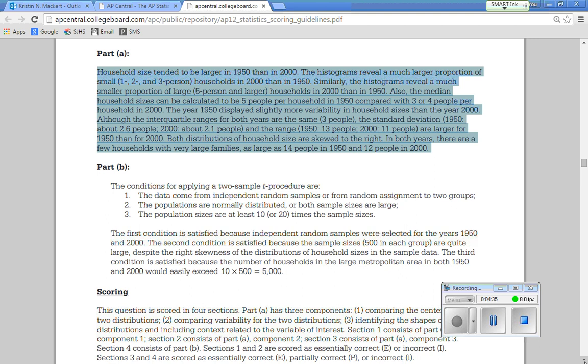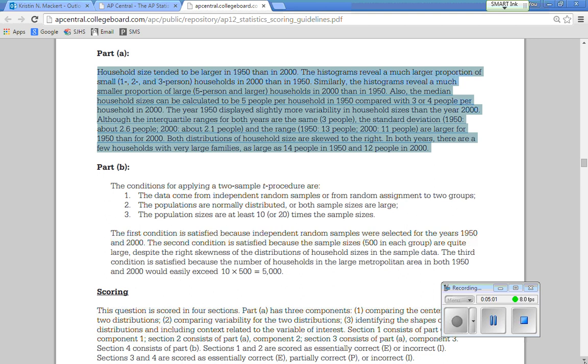Okay? All right, so it says the first one's satisfied because they're independent, since they were collected in 2 different years, 1950 and 2000. So definitely independent. Question? The problem states that they're independent as well. Can we just say the problem states that they're independent? I don't know. Let's see what the rubric says. Okay, I don't know.